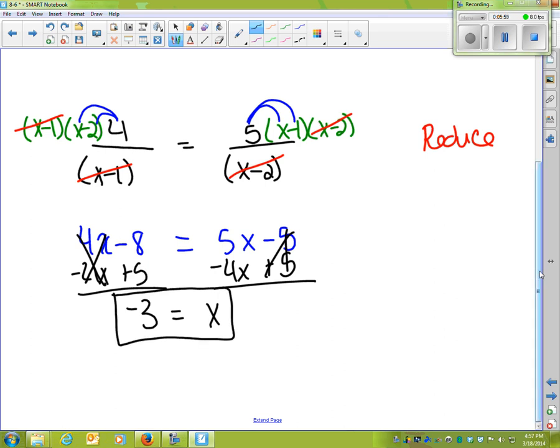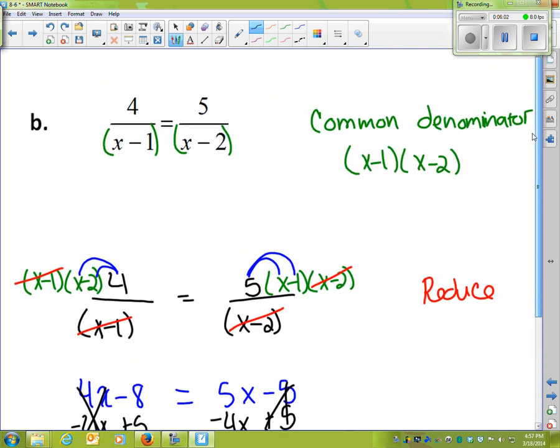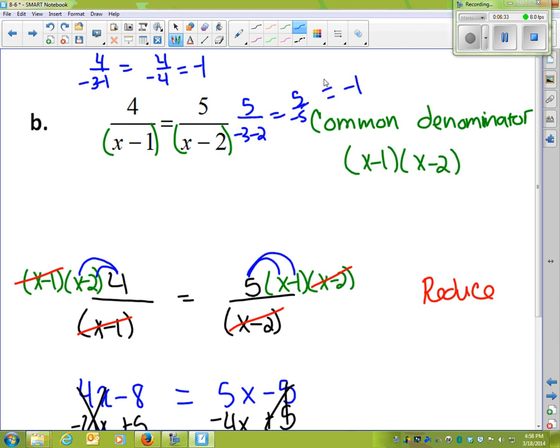Let's go back to the original problem and double check our work. I have 4 over. Remember, x was negative 3. So negative 3 minus 1. That gives me 4 over negative 4, which is negative 1. Let's see if the right side is the same. 5 over negative 3 minus 2. 5 over negative 5, which is also negative 1. So it checks out.